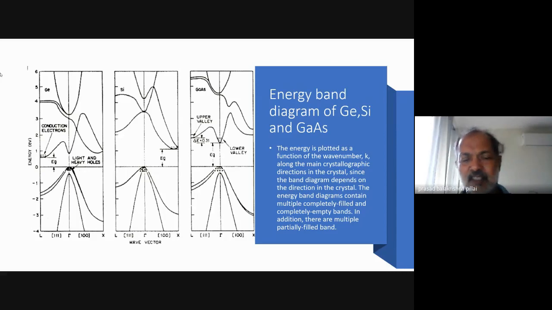So that way you have these two kinds of material. One is direct band gap, like gallium arsenide. Then you have indirect band gap, like germanium, silicon, gallium phosphide, etc. Yeah, that is one thing.